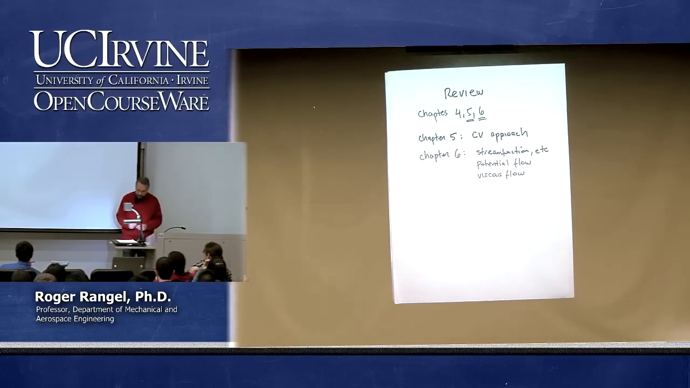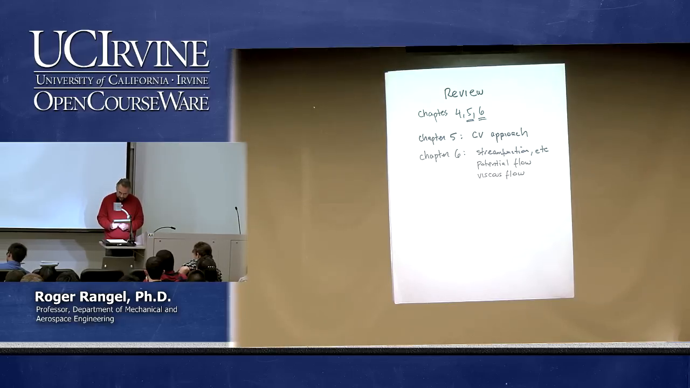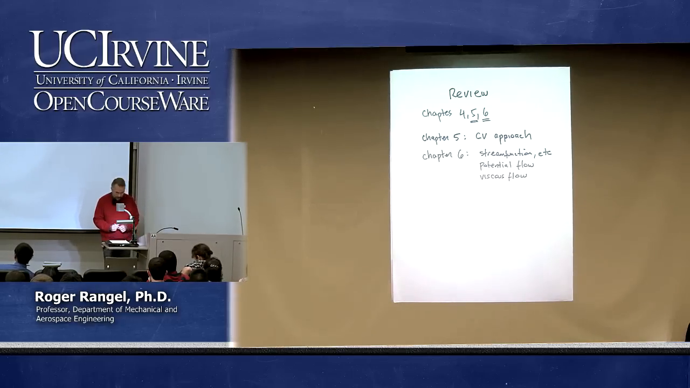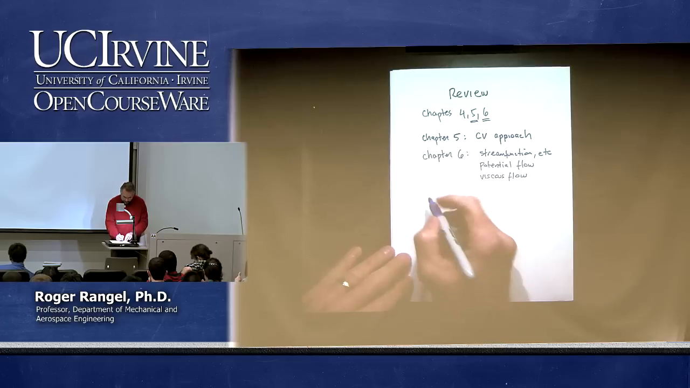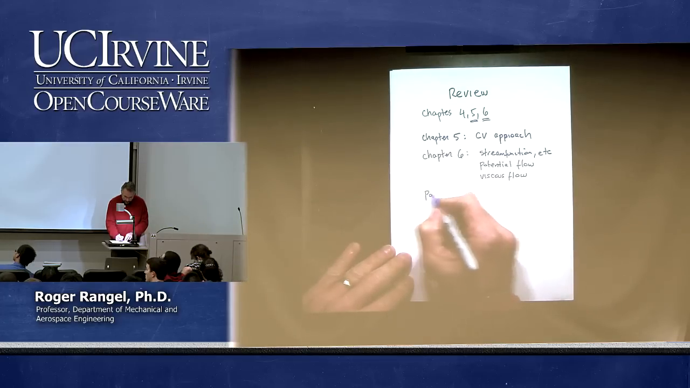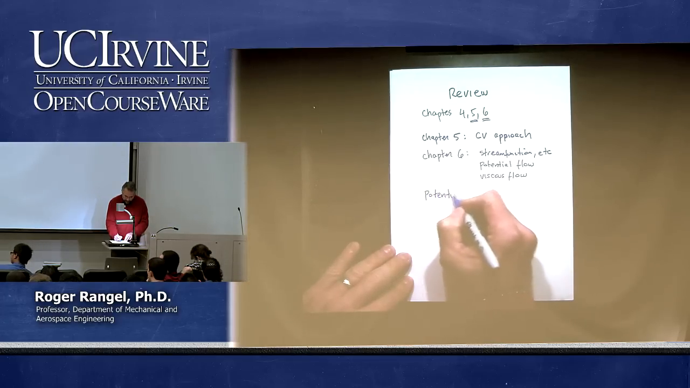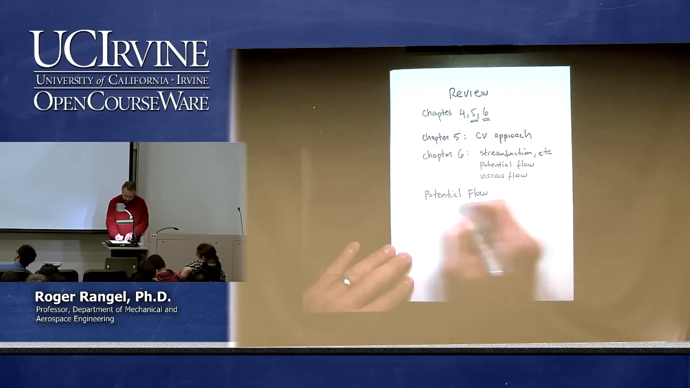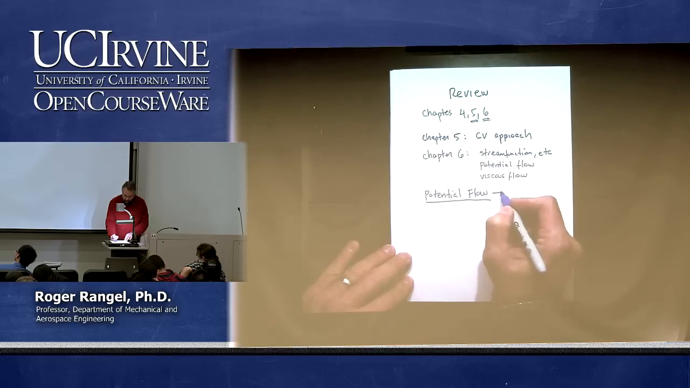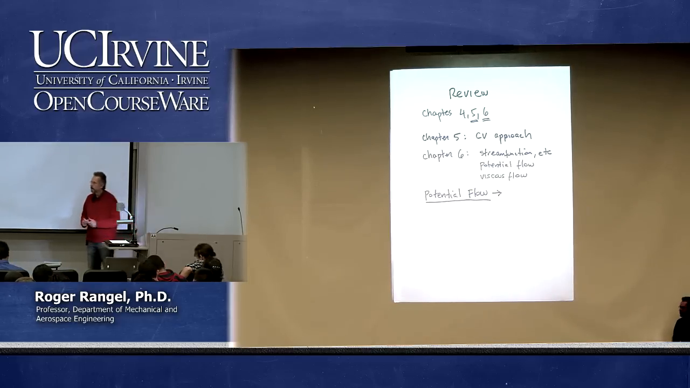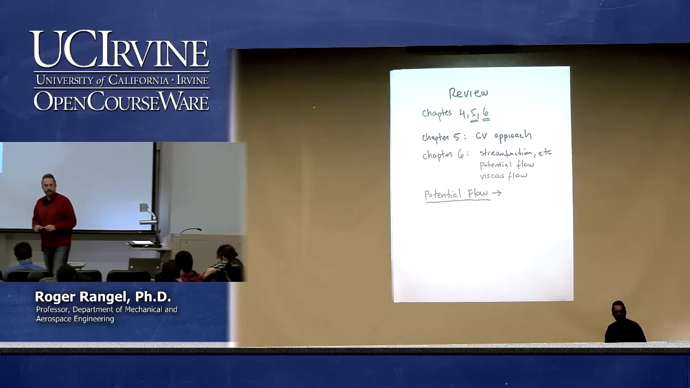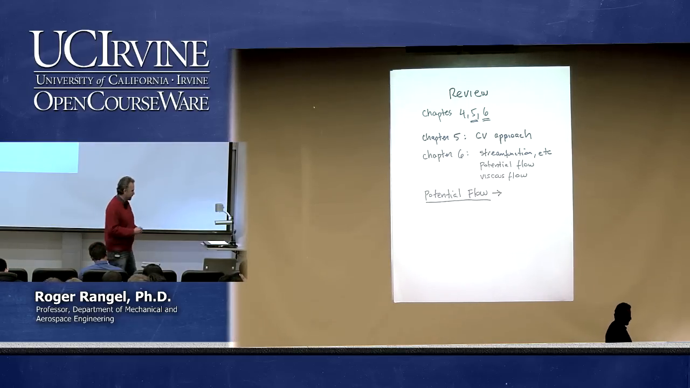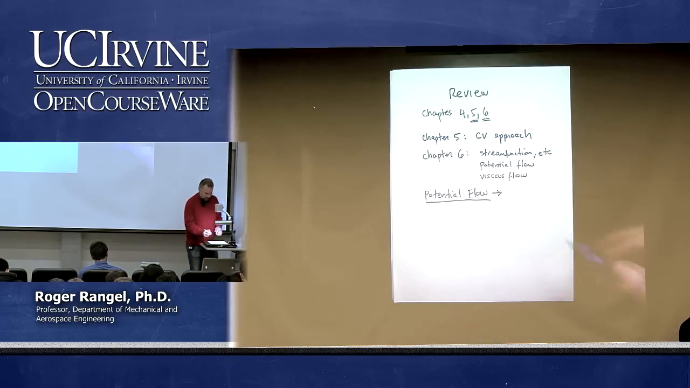So let's recap a little bit. Maybe talk a little bit about potential flow. And remember, what we did is we first defined what a potential flow is. And what is a potential flow? What do we call a potential flow? A flow that is irrotational. Eh? So, irrotational flow.